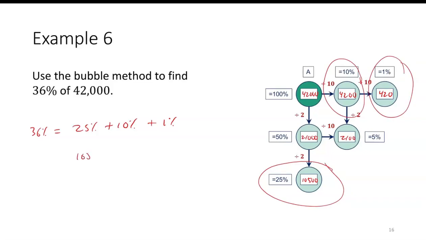So it's going to be the 10,500 plus the 4,200 plus the 420. So that comes out to be 14,000. And then 5 plus 2 plus 4, so that'd be, I guess that'd make it 15,120. Let's check. 10,500 plus 4,200 is 14,700. And then add 420, so 15,120. Okay.